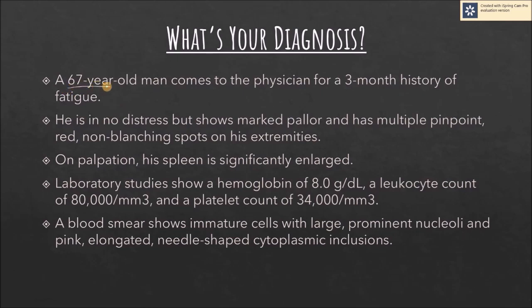A 67-year-old man comes to a physician with a 3 month history of fatigue. He has no distress but shows marked pallor and multiple pinpoint non-blanching spots on the extremities. The spleen is enlarged. The lab study shows decreased hemoglobin, increased leukocyte count and decreased platelets. The blood smear shows immature cells with large prominent nucleoli and pink elongated needle-shaped cytoplasmic inclusions. So what's your diagnosis?